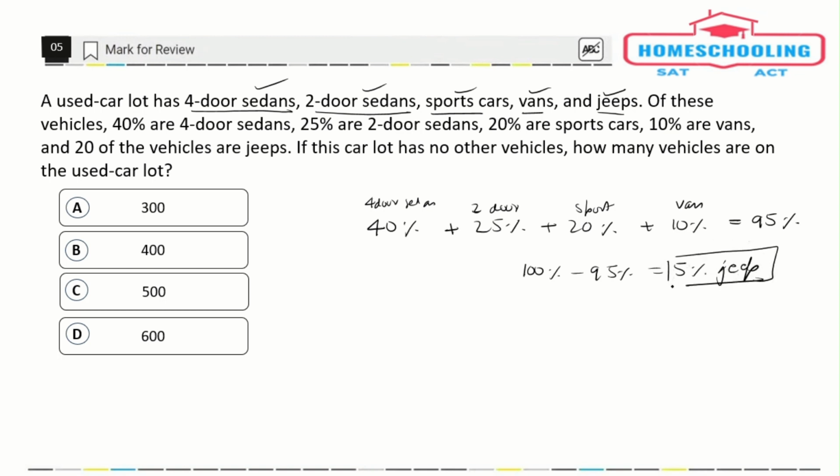5% of the total vehicles are Jeep, and 40% is four-door sedan, two-door sedan is 25%, sports car are 20%, and van are 10%. So remaining, that would be 5%, that would be Jeeps. And in the question it is given that 20 of the vehicles are Jeep. So 5% is equal to how much? 20.